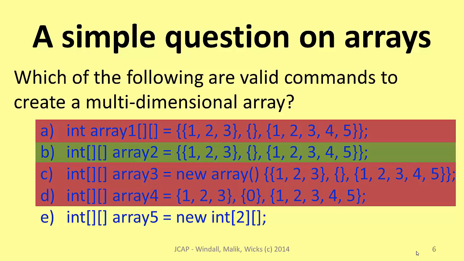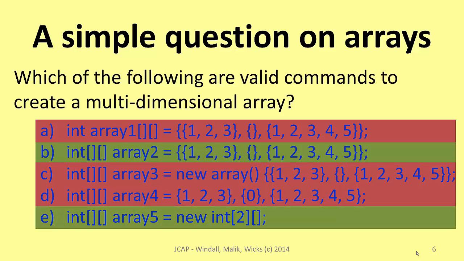Now what about the final item? Yep, that's a perfectly valid definition. All we're saying is that the first dimension is going to be 2. The other dimension is going to be the size created by whatever we decide to put in it later.